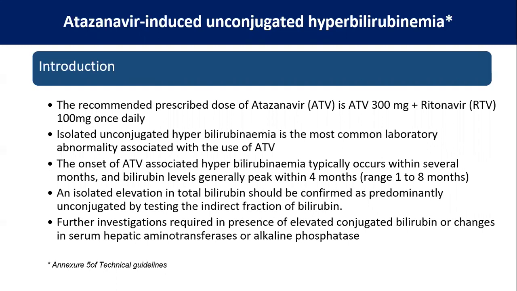An isolated elevation in total bilirubin should be confirmed as predominantly unconjugated by testing the indirect fraction of the bilirubin. Further investigation is required in the presence of elevated conjugated bilirubin or changes in serum hepatic transaminases and alkaline phosphatase. It is because many a time, when the patient is taking atazanavir, we presume that all unconjugated hyperbilirubinemia is due to atazanavir, while it can be due to some viral hepatitis also. So we need to test for other viral hepatitis before concluding that it is due to atazanavir.